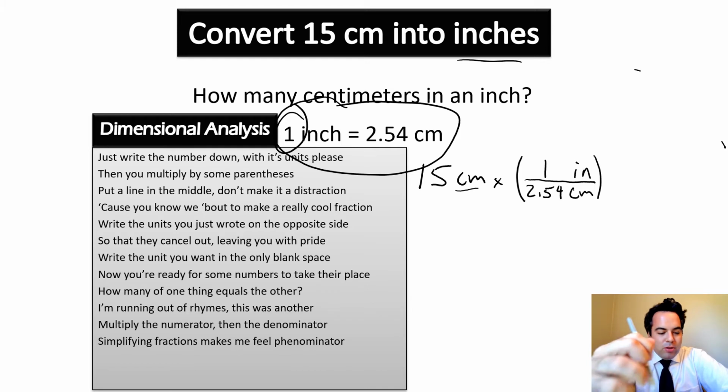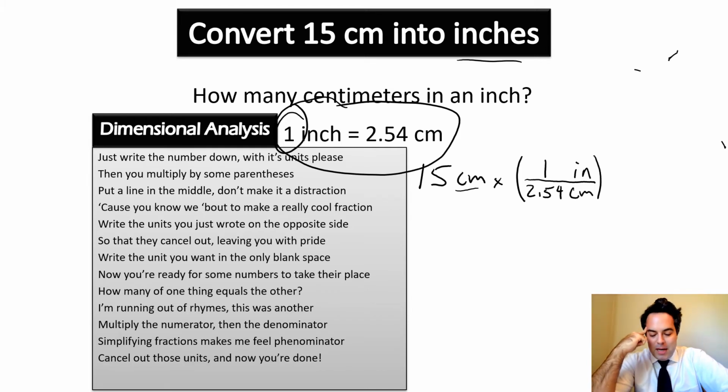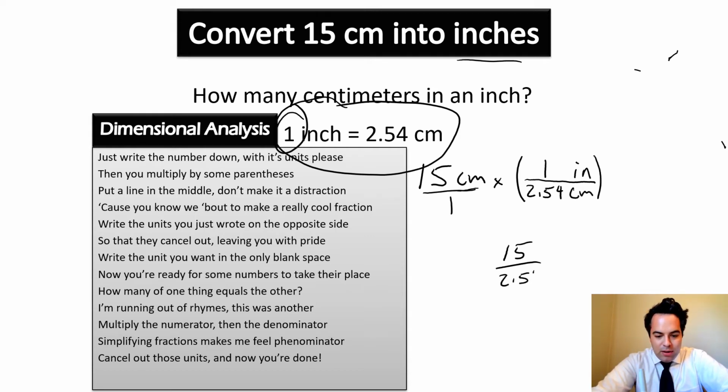So then you multiply the numerator, then the denominator. Simplifying fractions makes me feel phenomenator. And then so we want to do 15 times 1 in the numerator, so that's 15. And then this is all over 1 times 2.54. Okay, simplify the fraction. You get 5.9.